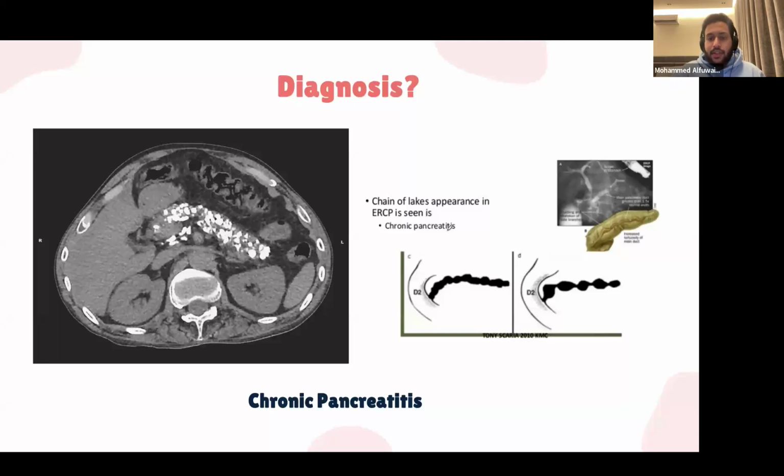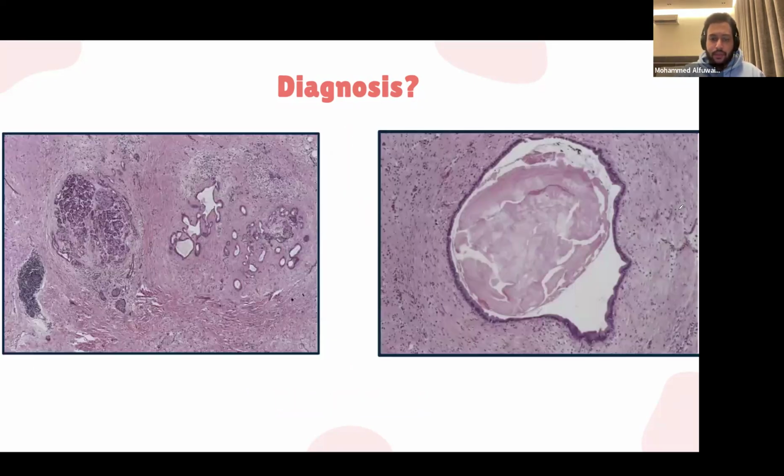Now, if you do ERCP, you can see a chain of lakes appearance, which is characteristic of chronic pancreatitis, okay? Which is basically the fibrosis causes strictures and then you have dilated portions, similar to primary sclerosing cholangitis that we saw, okay? This patient, chronic pancreatitis, same thing. Destruction of the whole pancreas, you have fibrosis, which is over here. Destruction of the acini, you might have dilated ducts, such as over here, and then this one is more clear. Dilated ducts, okay?